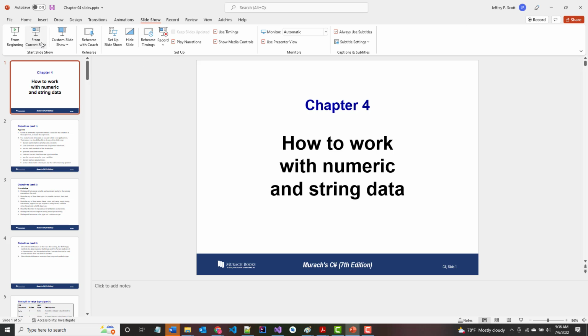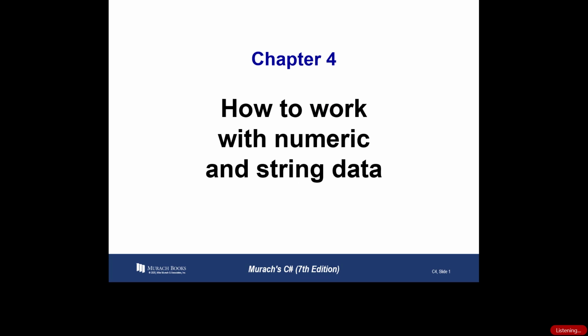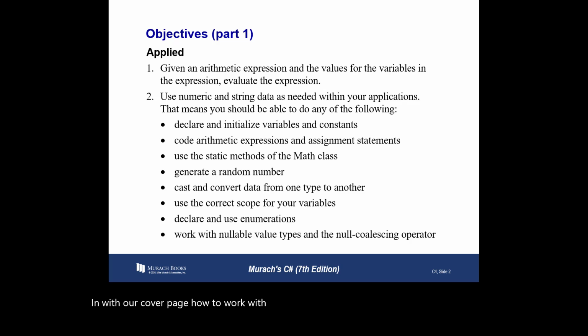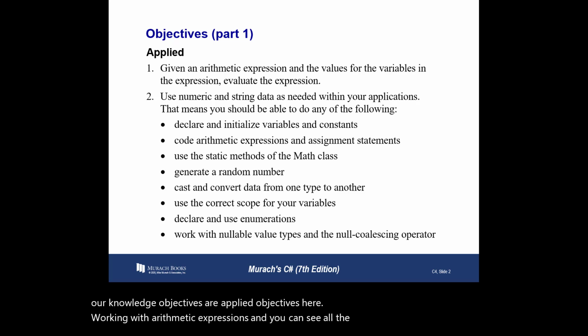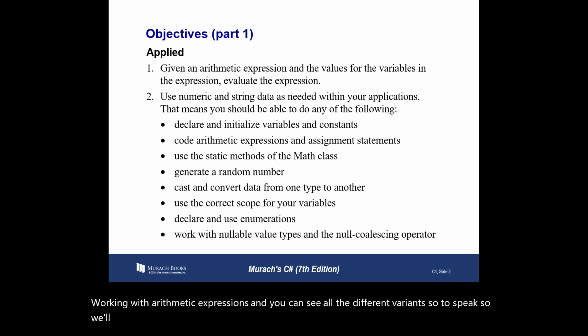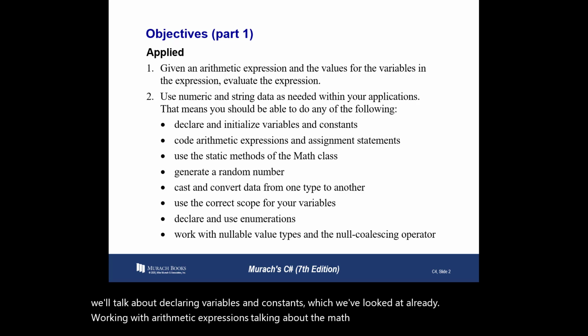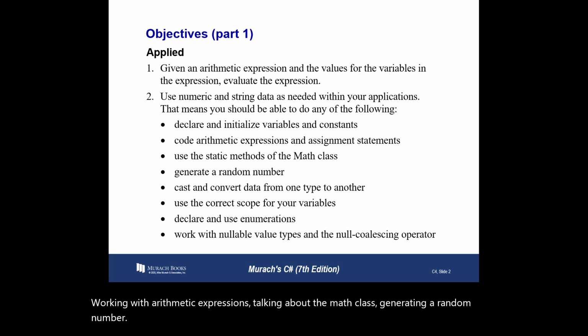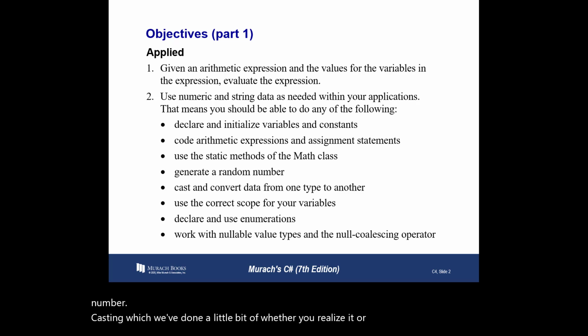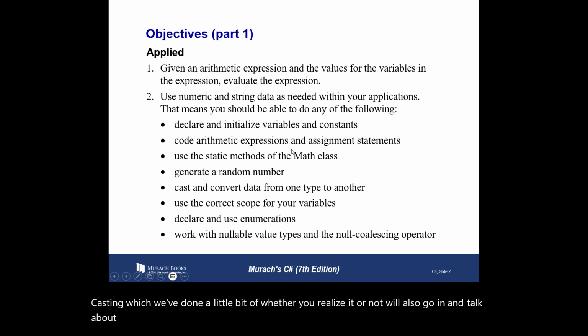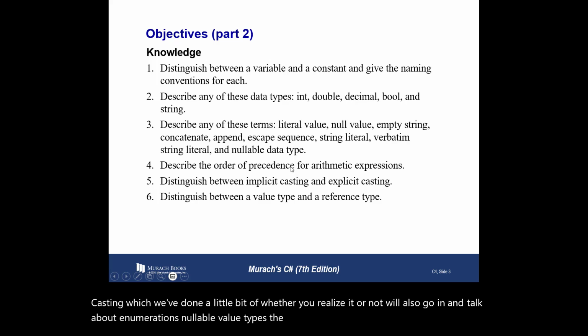As always with our book, it begins with our cover page, how to work with numeric and string data, followed by our applied and knowledge objectives. Our applied objectives are working with arithmetic expressions, and you can see all the different variants. We'll talk about declaring variables and constants, which we've looked at already, working with arithmetic expressions, the Math class, generating a random number, and casting, which we've done a little bit of, whether you realize it or not. We'll also talk about enumerations, nullable value types, and the null coalescing operator.